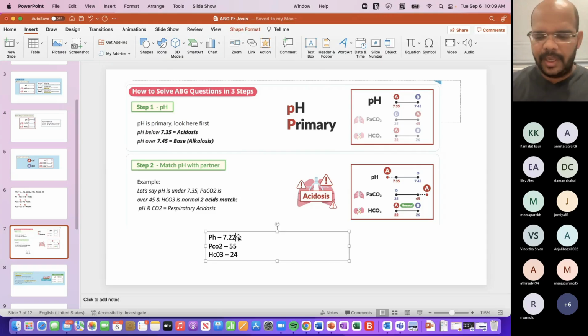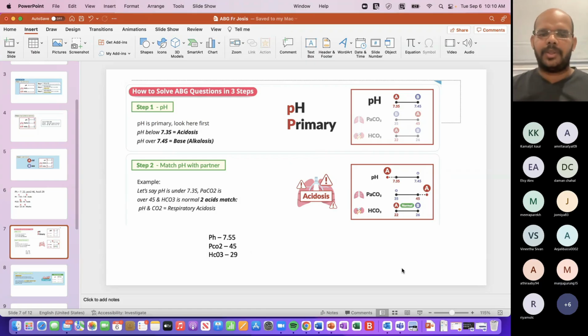Let's do another sample here. Let's keep pH as 7.55, and PCO2 is 45, and bicarb is 29. Now, pH 7.55 means it is more than 7.45, so it is alkaline, alkalosis. PCO2 is 45, which means it's normal.